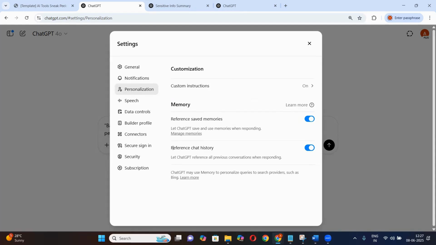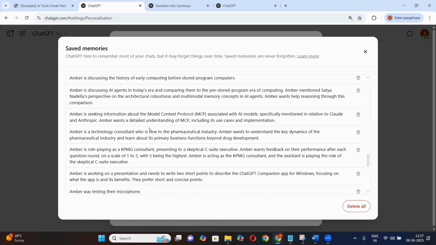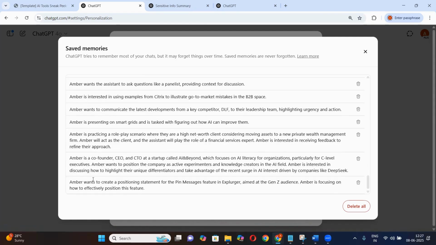The first type of memory, which has been existing for quite some time now, is reference saved memories. For example, if you tell ChatGPT, "I am a co-founder at AI&Beyond, I do XYZ, and now I want to create a strategy." So wherever you use personal pronouns where you're saying something about yourself, it tends to save that into the memory, reference saved memory. As you can see here, in one of the sessions that I did, I took a persona of Amber, and I gave what Amber is like, and what she does, etc. And it recorded some of these statements.